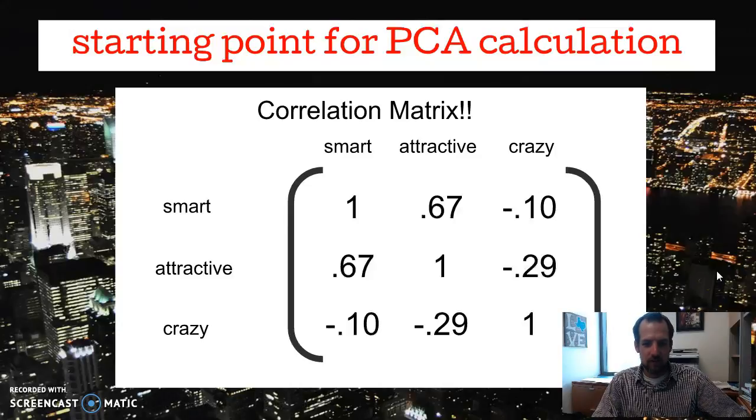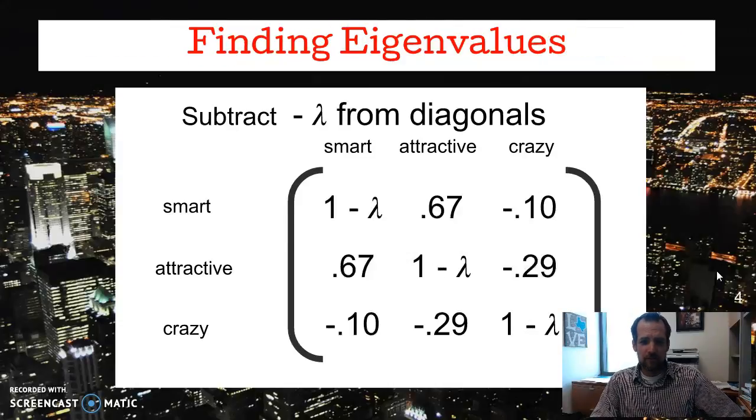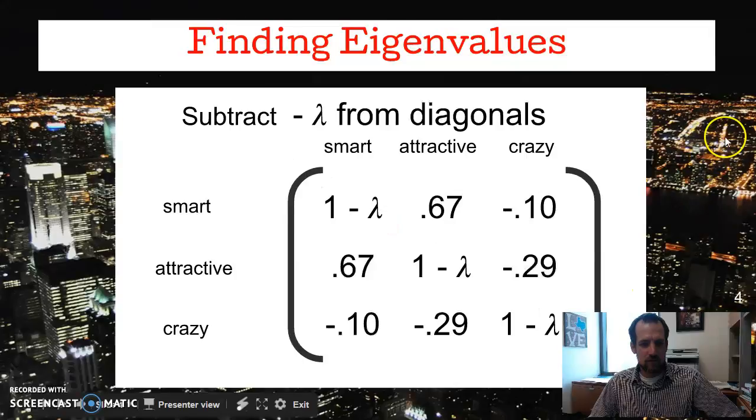But now what we've got to do is find what's called an eigenvalue. An eigenvalue is really what a principal component is. It's finding a number that underlies this matrix and can help us find that point or that line that's below these factors. And so the first thing you do is subtract what's called lambda from the diagonals of the matrix. And I don't recommend you doing this at home. It's a pretty tedious process. I'm not even going to do all of it here.